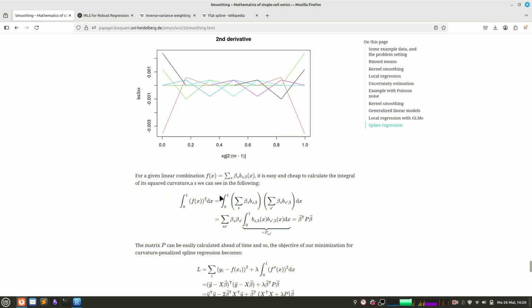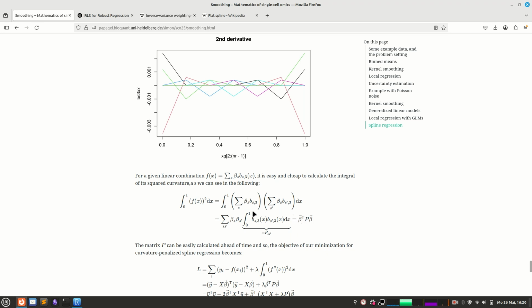And if I now expand this square, I make this a double sum with my 2 coefficients. And I've pulled the coefficients out of the integral. And this thing here, this is now something which I can pre-calculate. I can pre-calculate the integral of the second derivatives of any mixture of 2 splines, so that I can write this whole thing as a vector times a matrix P times a vector.